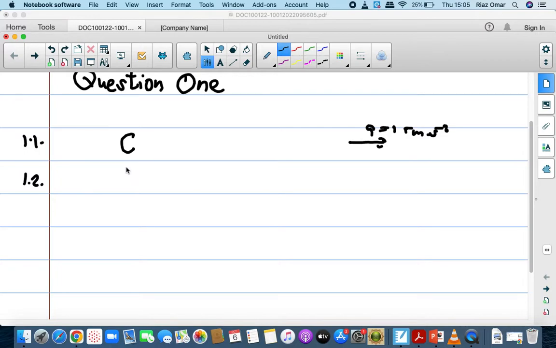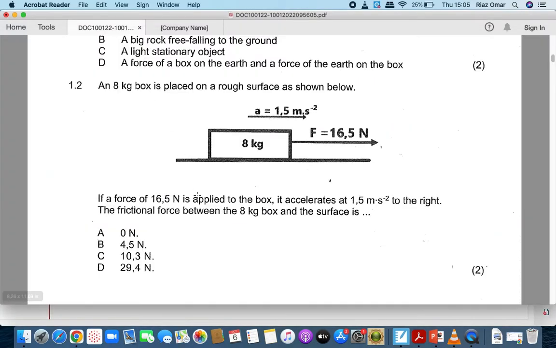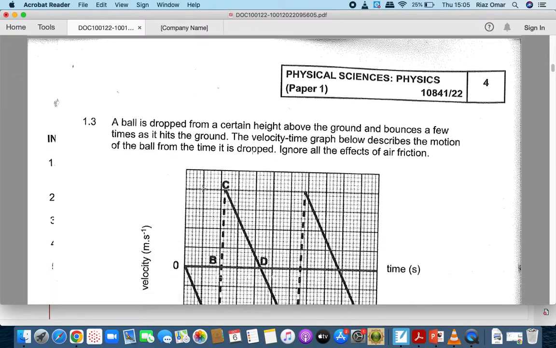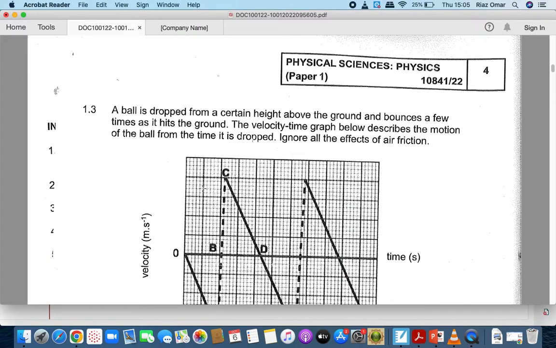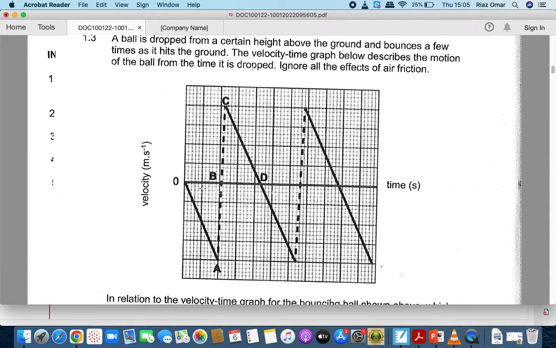So if you write this down, the answer there was 4 comma 5. If you take 1.3 as our next question, the question is: a ball is dropped from a certain height above the ground and bounces a few times as it hits the ground. The velocity time graph below describes the motion of the ball from the time it is dropped. Ignore all the effects of air friction.